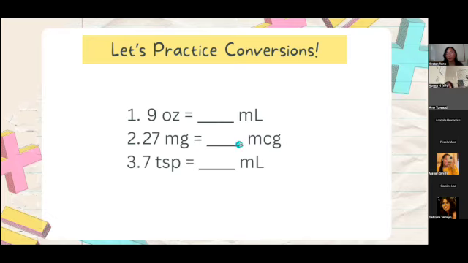Right. Okay. So you would just multiply that. So the answer is going to be 27,000. And then can someone just tell me the conversion for teaspoon to milliliters? I know you guys know it. I just want to hear you guys. 1 teaspoon is 5 milliliters, so you would multiply 7 times 5. Yeah, perfect. Okay. So those are the answers.